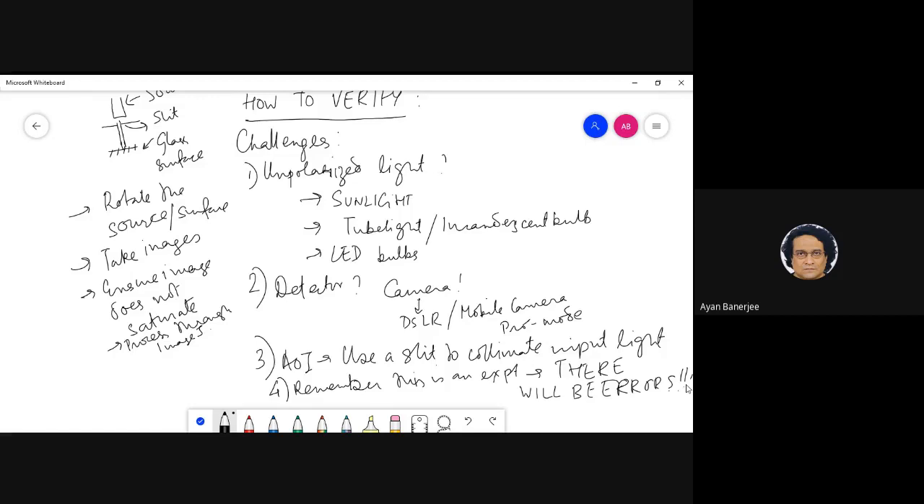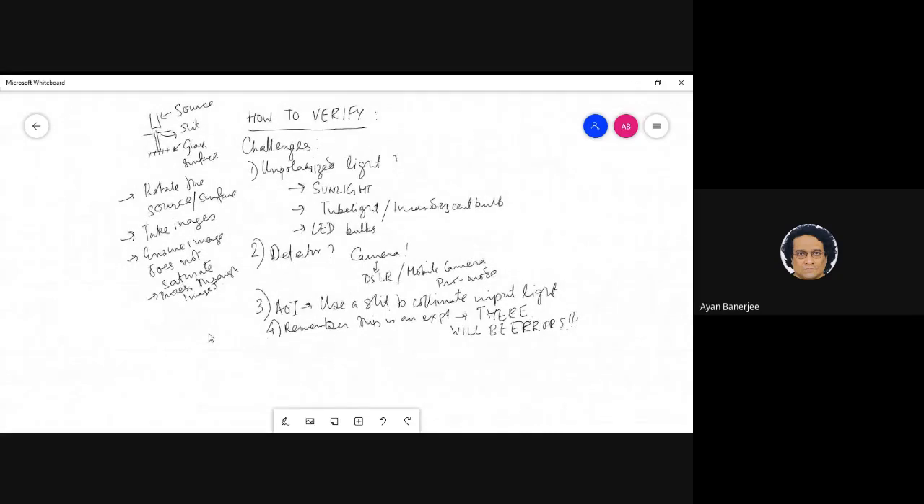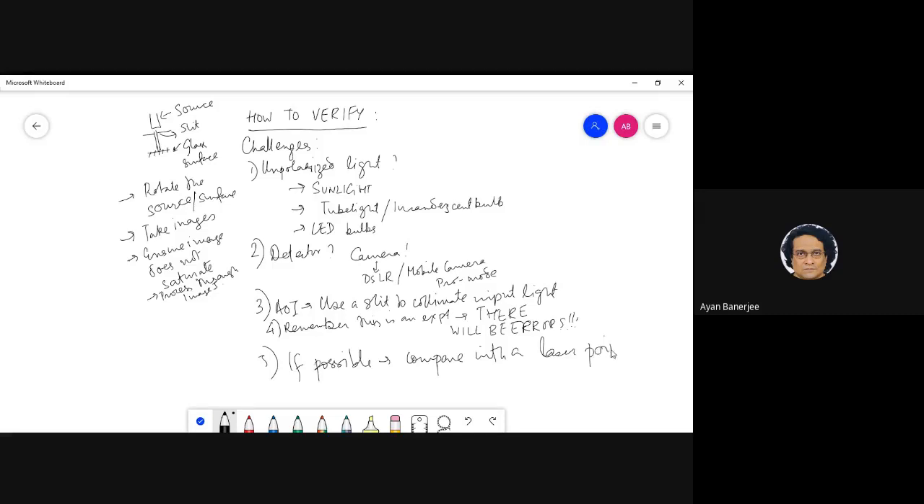And so, suppose you get a laser. Okay, let me just write this down as well. If possible, compare with a laser pointer. Sir, we may not have a laser pointer. You may not have, but see, a laser pointer is like 100 rupees. If you want, you can buy from Amazon. It's very, very cheap.